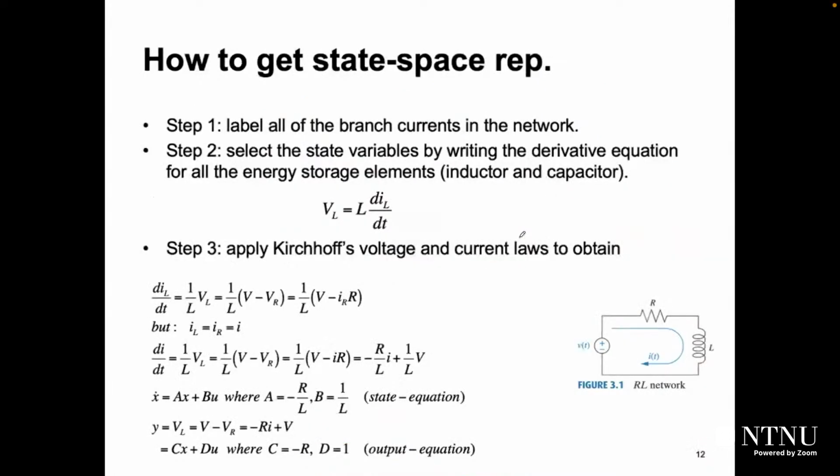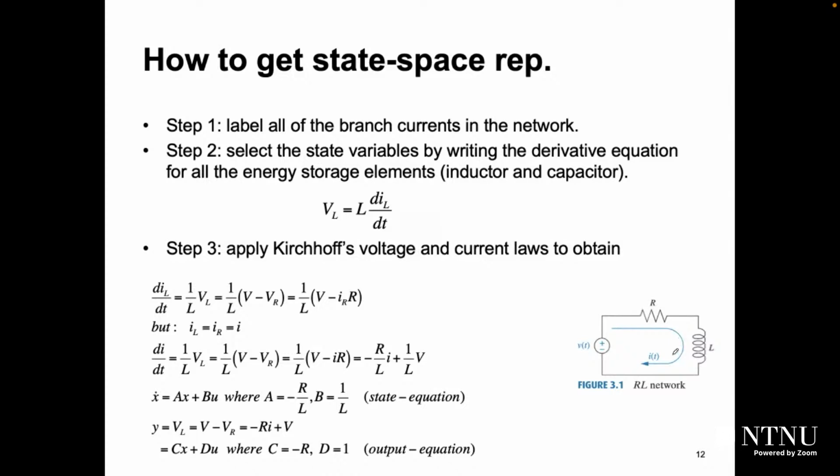Now we need to see how to get the state space representation. If you have a differential equation, how can we get the state space representation? There are some steps which we need to follow. Step number 1, we need to label all branch currents in the network. In step number 2, we need to select the state variables by writing the derivative equation for all energy storage elements. So if you have any energy storage element, you need to write the differential equation which describes maybe the voltage across it.